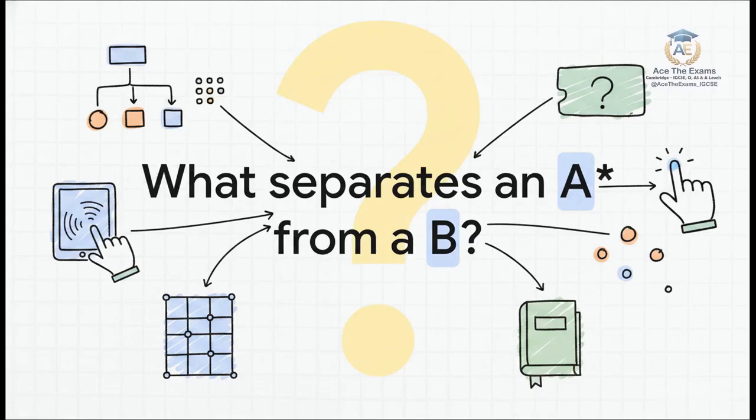Think of it like this. A B-grade candidate knows what a touchscreen is and can describe it. An A-star candidate can systematically deconstruct the algorithmic flow of coordinate data. They can evaluate the efficiency of the processing algorithm, and they can perfectly link it back to the very specific scenario provided in the question prompt. They don't just see a screen. They understand the underlying mathematical and physical matrix. They see the code beneath the glass.